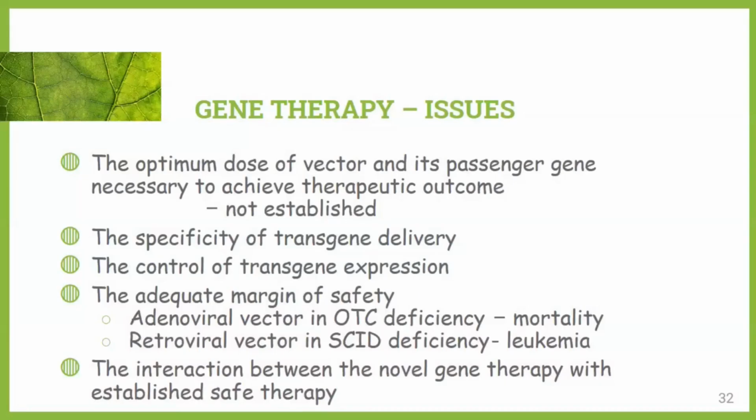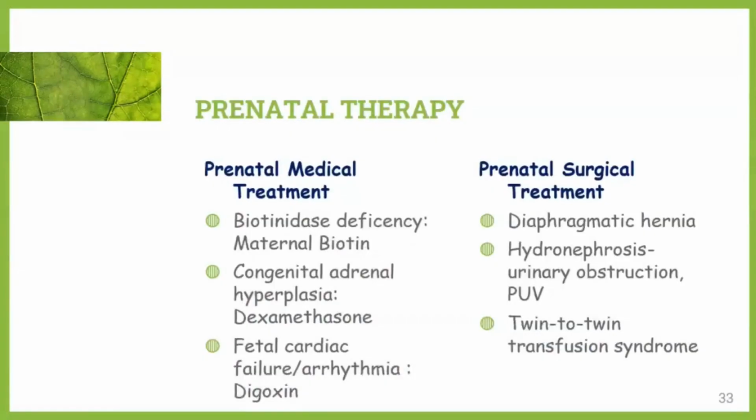There are so many issues with gene therapy, like the optimum dose of the vector and its passenger gene, specificity, control of transgene expression, adequate margin of safety, and the interaction between the novel genes. For adequate margin of safety, one classical example is Gaucher disease. In Gaucher disease, they are trying some gene therapy molecules. But the problem is that a standard of care therapy with excellent results already exists. So to which patient will you change this? Because in a drug trial, these issues are there. That is very difficult.